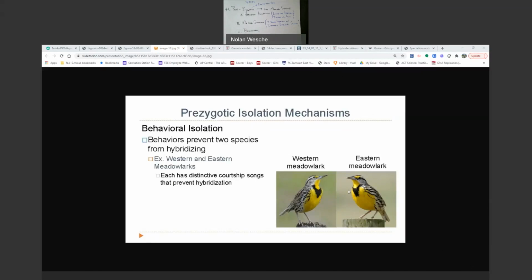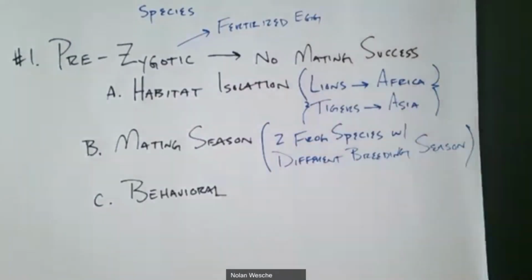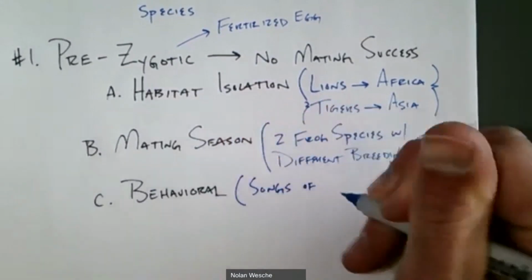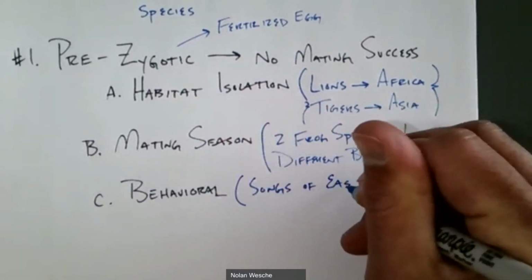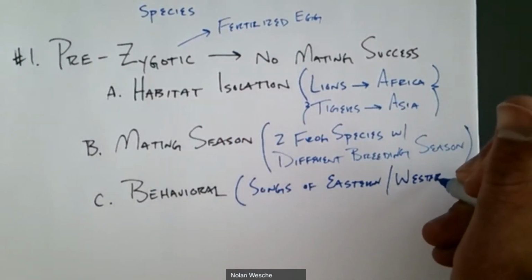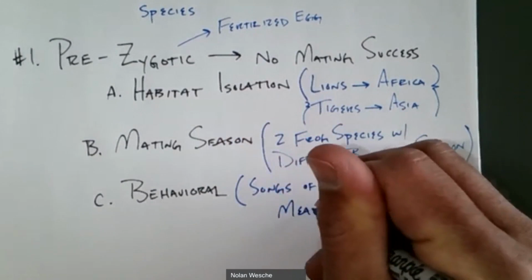So they don't breed with one another. They don't recognize each other as the same species, so they don't breed. So we have a clear western meadowlark and an eastern meadowlark, although their appearance is so similar. Again, because of these different mating behaviors, they remain separate species. So we'll go ahead and list this down. We'll say the songs of the eastern and the western meadowlark.